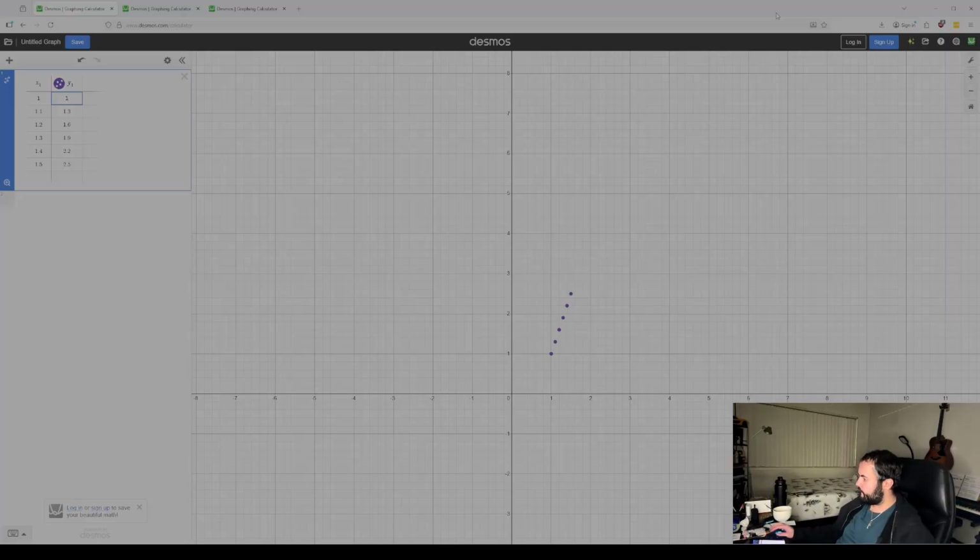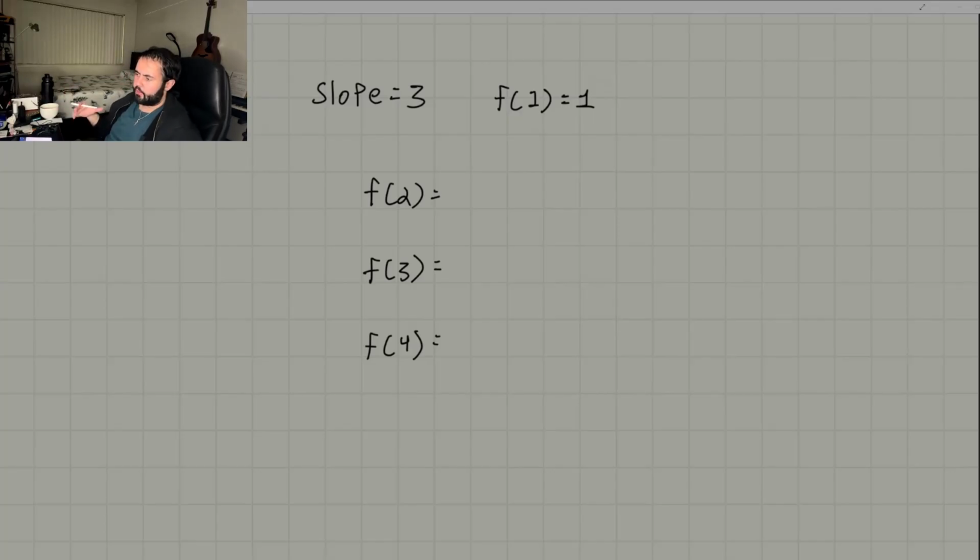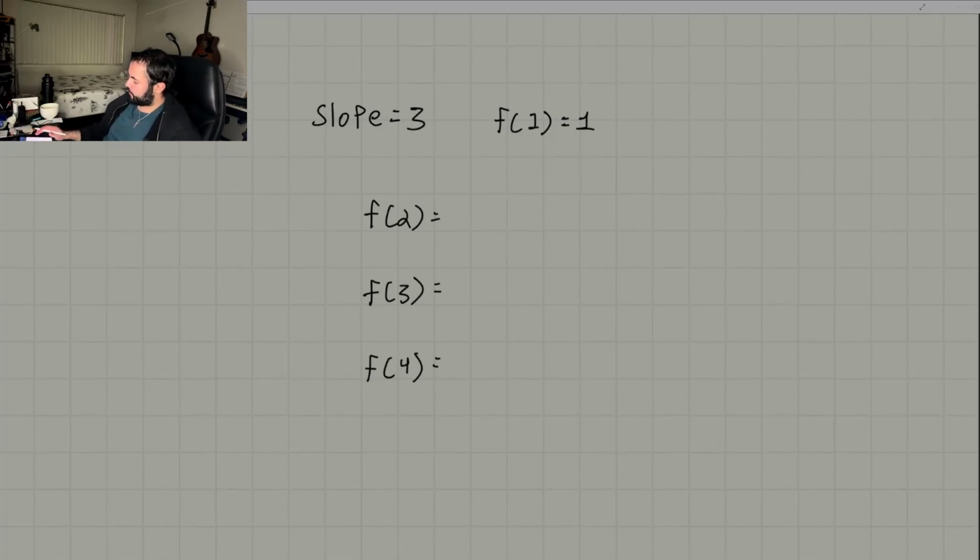Go ahead and take a moment to think about what the function value is going to be at those points. So we've already established that the y is changing 3 times faster than the x is. So if we look at what the value of the function is at x equal to 2, when x goes from 1 to 2, it changes by 1, which means that the function must change by 3 times that. So the function changes by 3. So then we know the value of the function at x equal to 2 is going to be 3 plus 1, which is equal to 4.